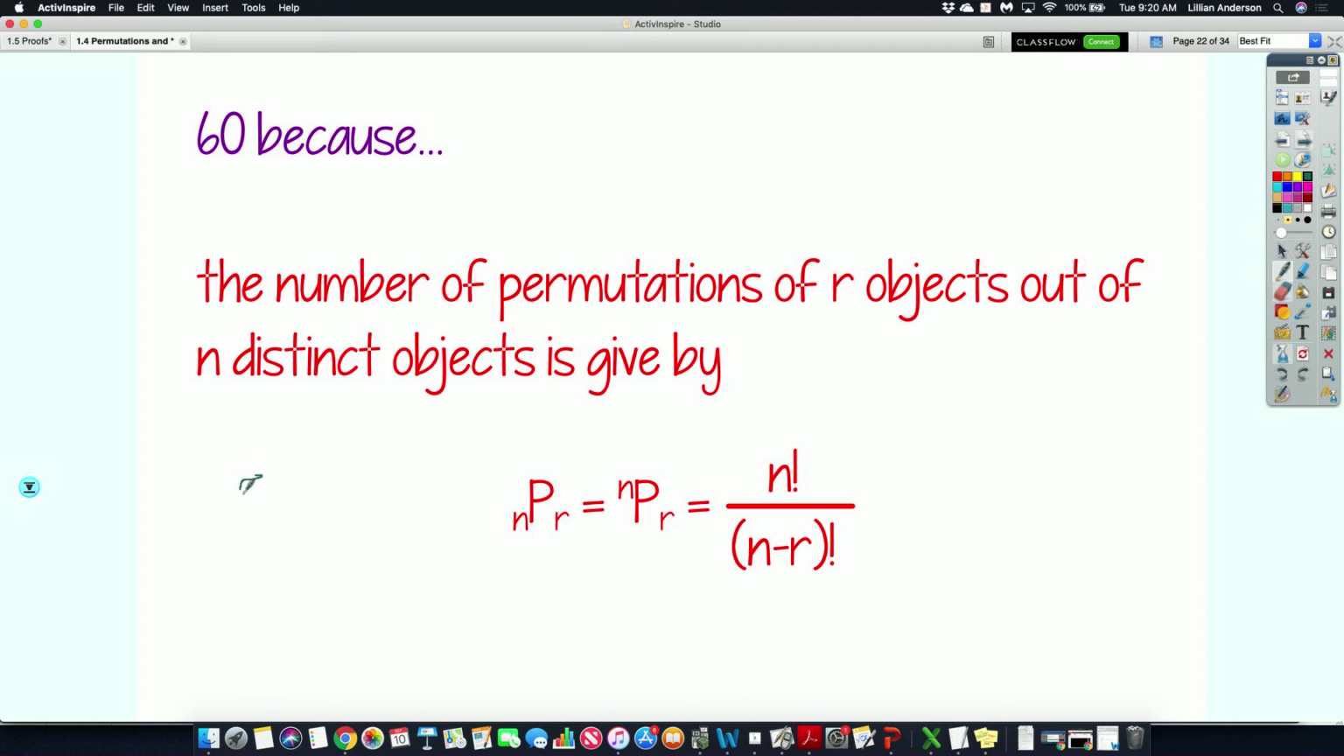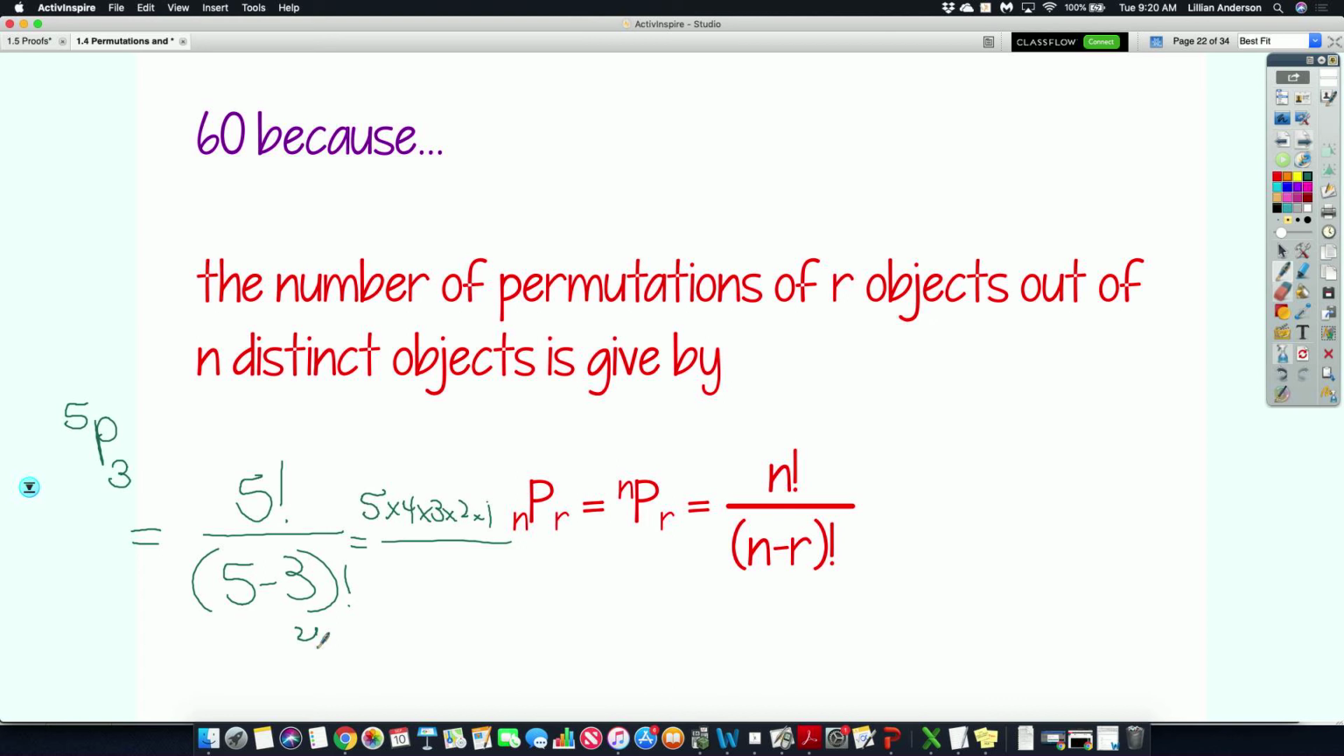So I had 5 letters to choose from, and I wanted to arrange only 3 of them. So 3 was my r, 5 was my n. 5 factorial breaks down to be 5 times 4 times 3 times 2 times 1. 5 minus 3 is 2. So then it turns into 2 factorial, which is 2 times 1. Those cancel, and then I'm left with exactly what I showed you: 5 times 4 times 3. Okay?